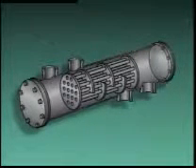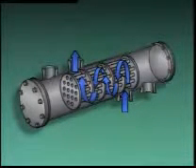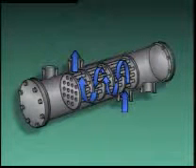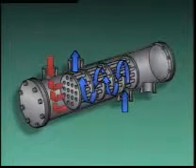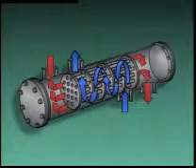During operation, the cooler fluid enters the shell, flows around the tubes, and leaves through the shell outlet. On the tube side, the hotter fluid passes through the inlet head, through the tubes, into the outlet head, and leaves through the tube outlet.